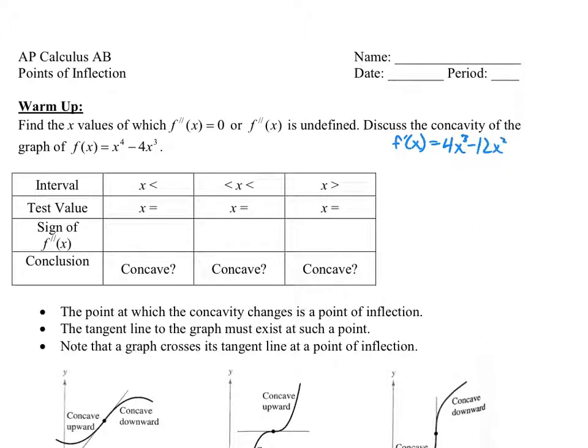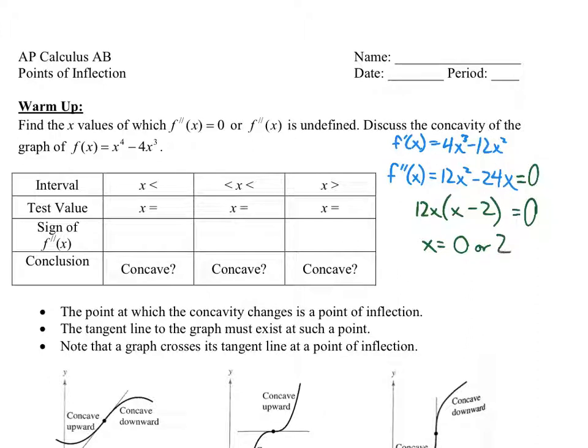Find the second derivative. Okay, so f double prime of x is 12x squared minus 24x. Okay, so we've got that. Is there anywhere where that's undefined? No, it's a parabola. Okay, it's a parabola. So the next thing we're going to do is set it equal to 0. And then when we solve that, we take out a 12x and we get x minus 2. So x equals 0 or 2.